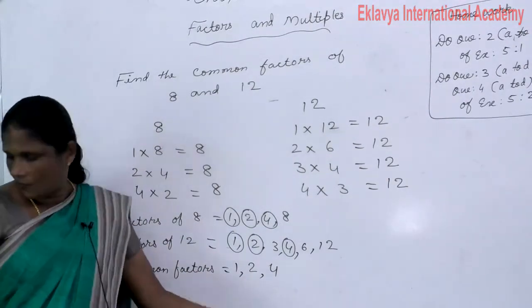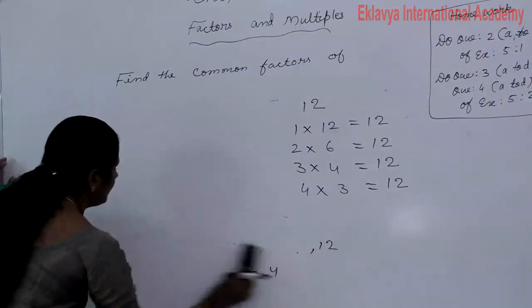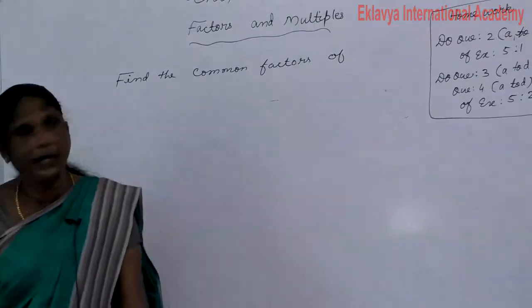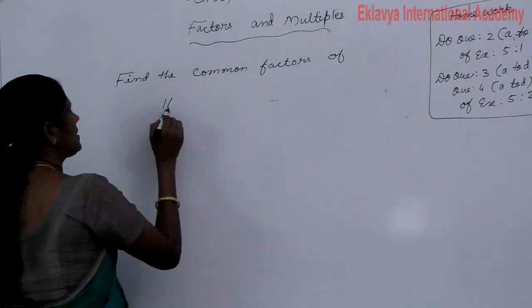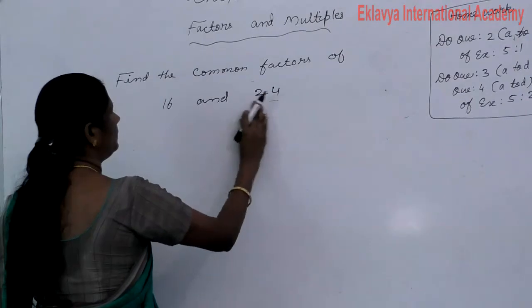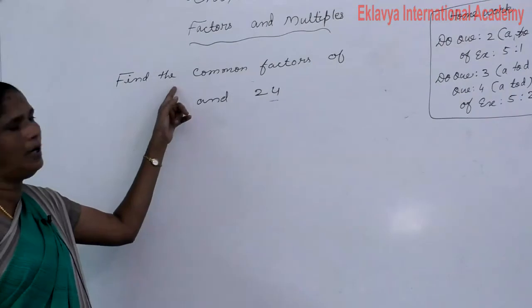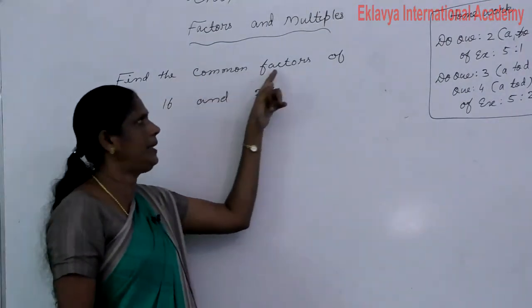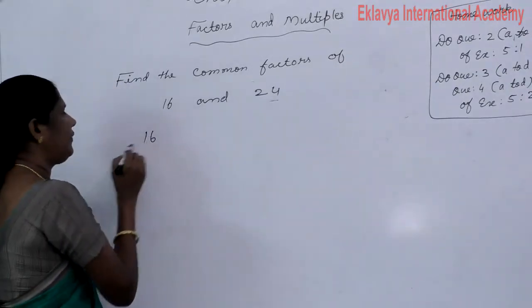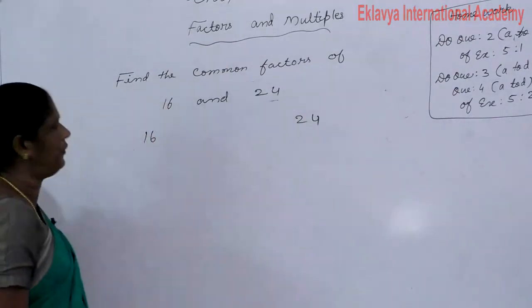Understand? One more question. Okay. Find the common factors of 16 and 24. First you write the factors of 16, then here write the factors of 24.